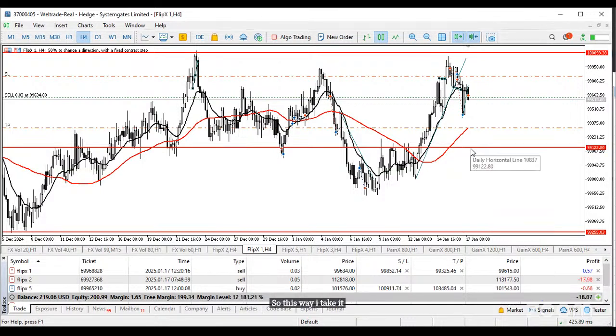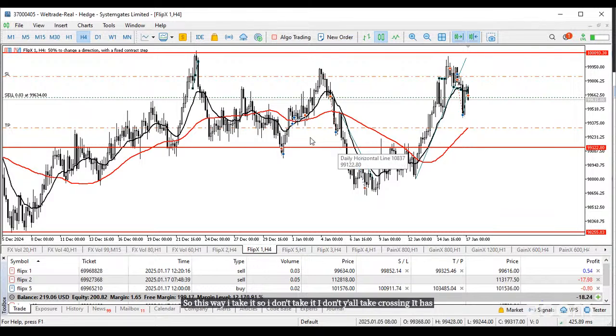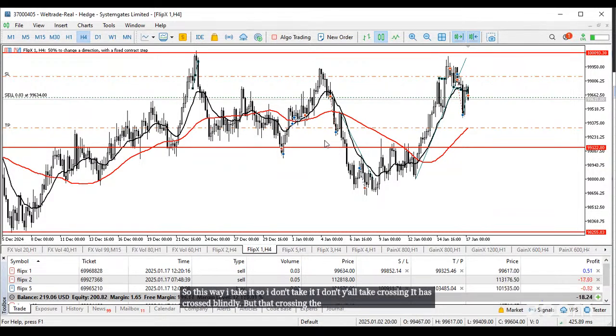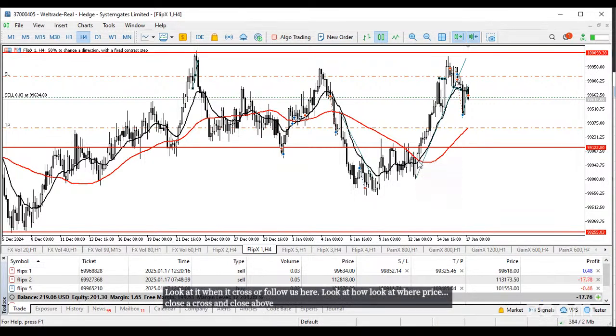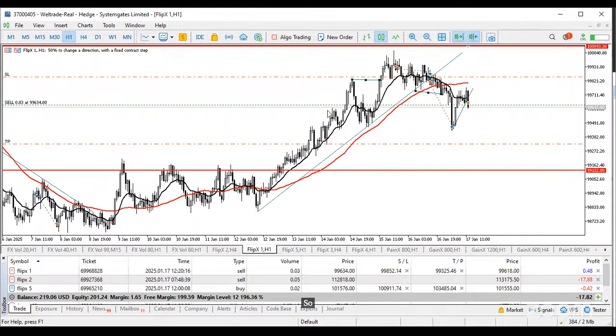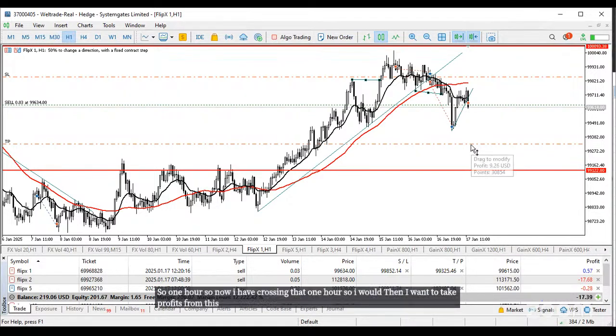I don't just take a crossing blindly. The higher the time frame, the more powerful the crossing is. Look at it when it crossed on 4 hours here. Look at how it went. Look at when price closed above the 50 and 40 moving average. This candle retested it, and you see how price swung up. On 1 hour, I now have the crossing, so I want to take profit from this low.